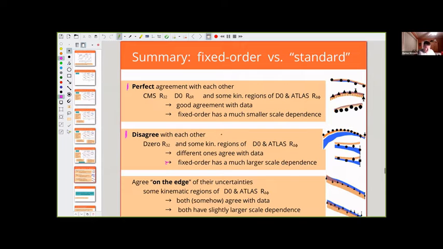And then we had those two cases in the R delta phi measurement where the two theories agreed on the edge of their uncertainties, both somehow agree with data, and both have now larger scale dependencies as compared to the other kinematic regions that we discussed before.